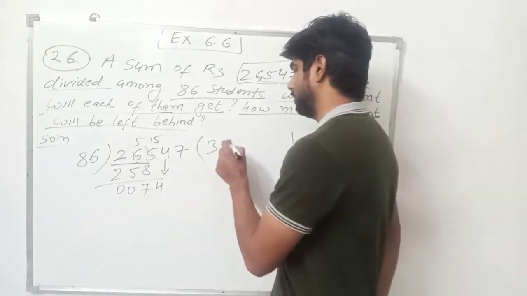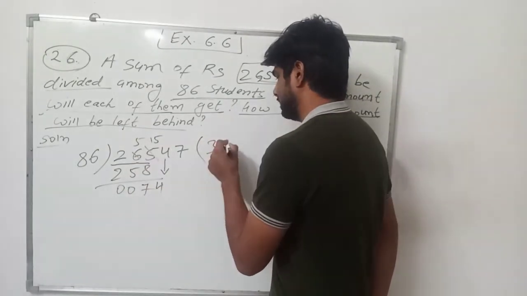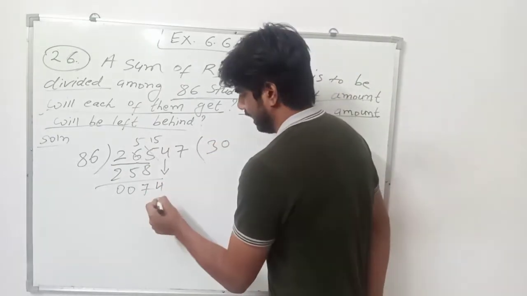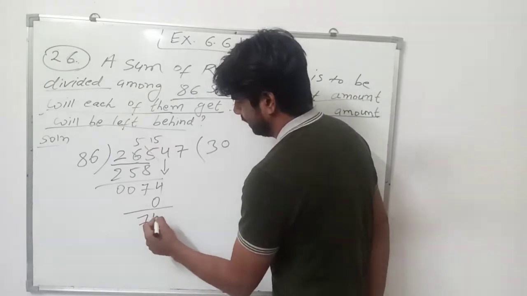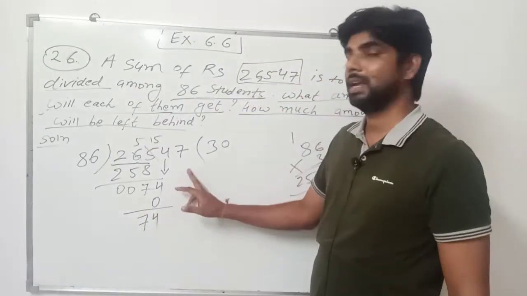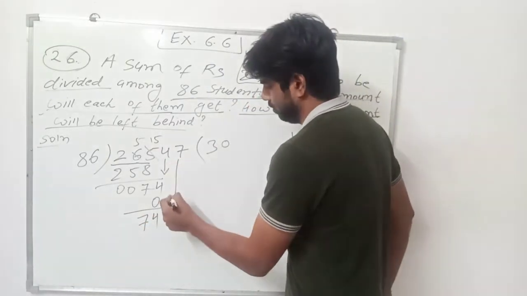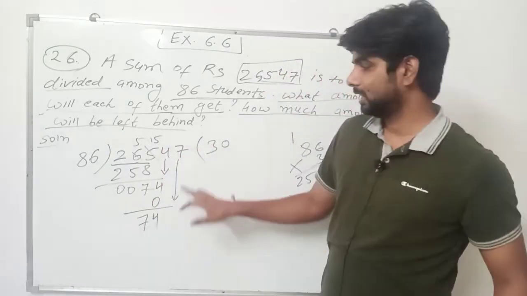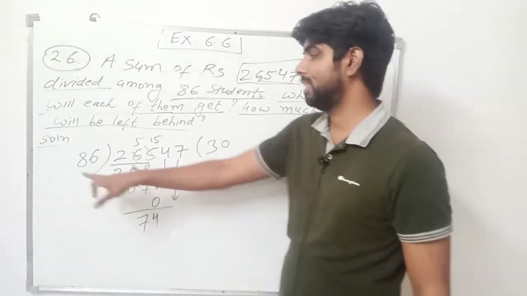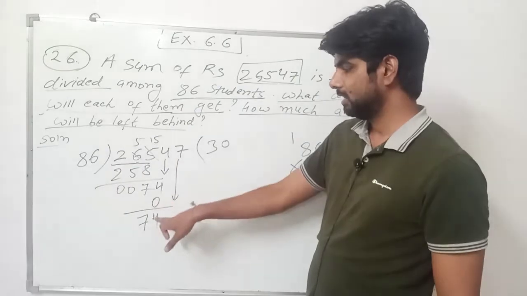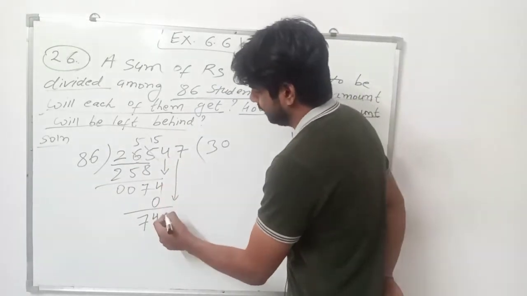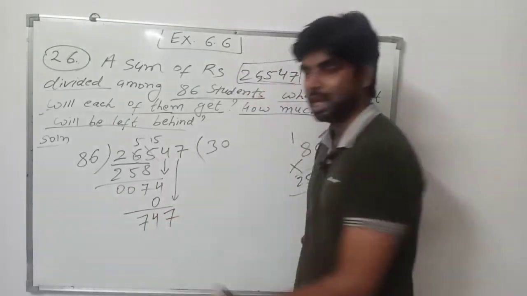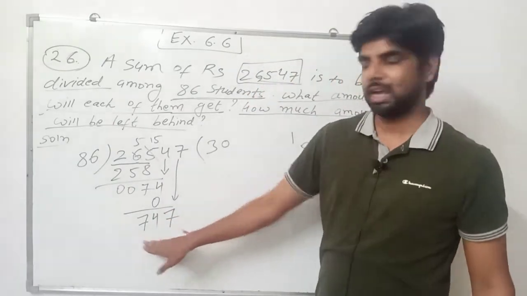So what do we have to do? We have to multiply this 86 by 0. 86 times 0 is 0, and what we will get is 74. Now we can take down this 7. We cannot directly take down this 7. First we have to multiply this 86 by 0, and then subtract this 0 from 74, and after that we can take down this 7. Now it becomes 747.